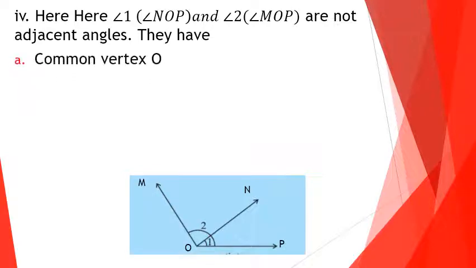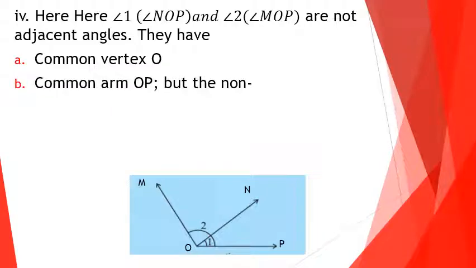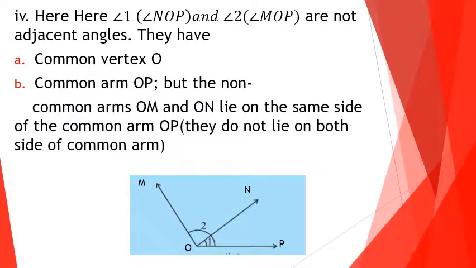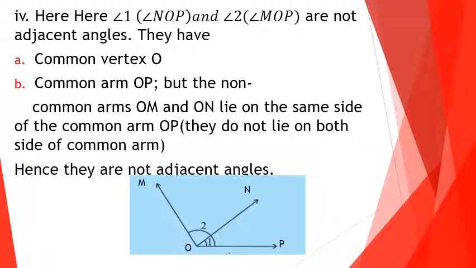Now check the condition. Yes, they have common vertex O. The common arm is OP. That is, the base arm is the common arm. But the non-common arms OM and ON do not lie on both sides of the common arm. They lie on the same side of the common arm. Hence, the given angles are not adjacent angles.